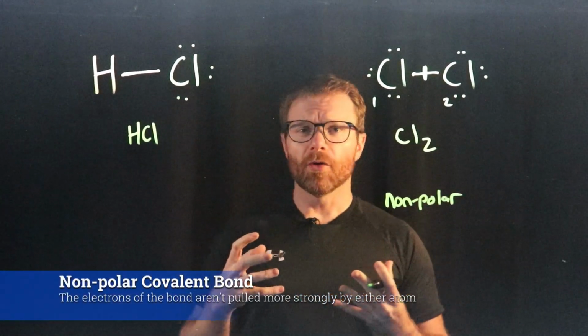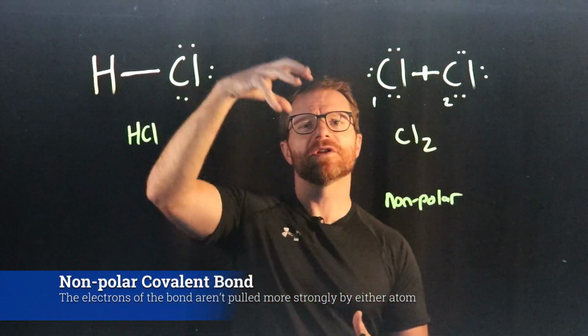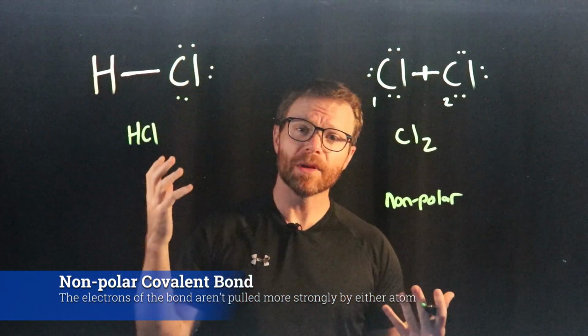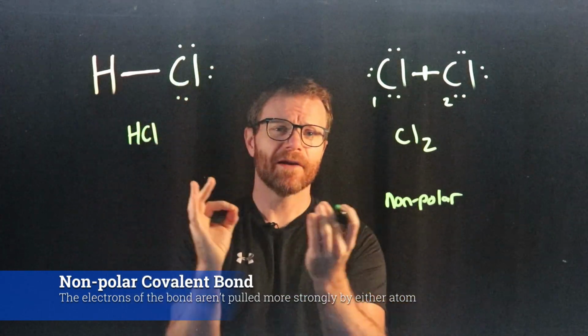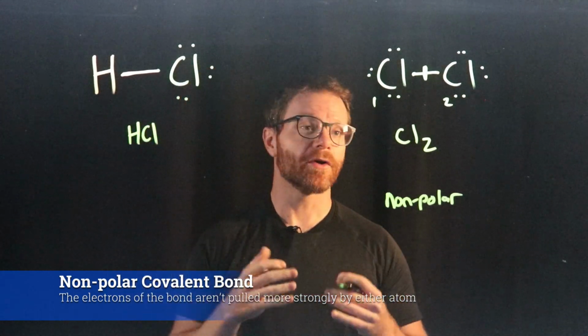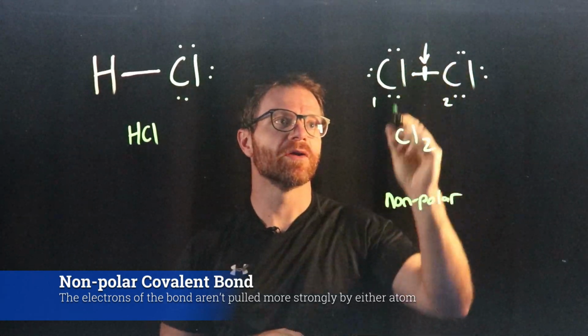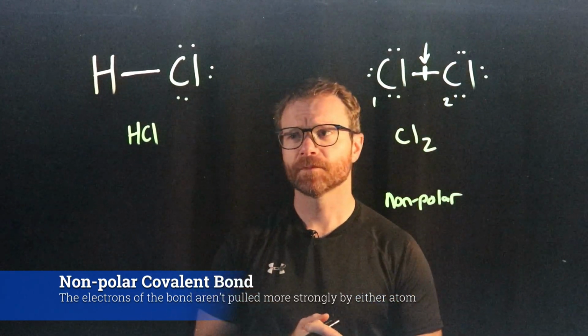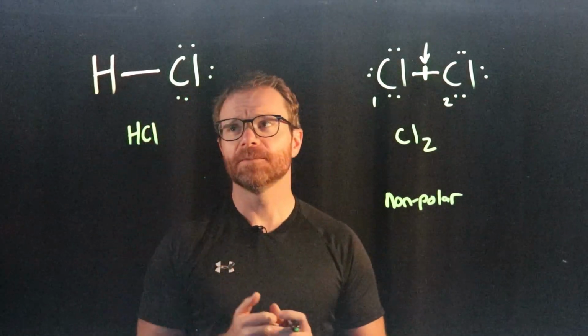Because if you think of the poles, like the North Pole and the South Pole, if you were pulled closer to one pole or the other, that would be polar. If you're not pulled towards either pole, if you're hanging out at the equator, you're non-polar, you're in the middle. Just like we said, the electrons here are right in the middle between those 2 chlorines. Now that's actually not the case over here with our HCl.